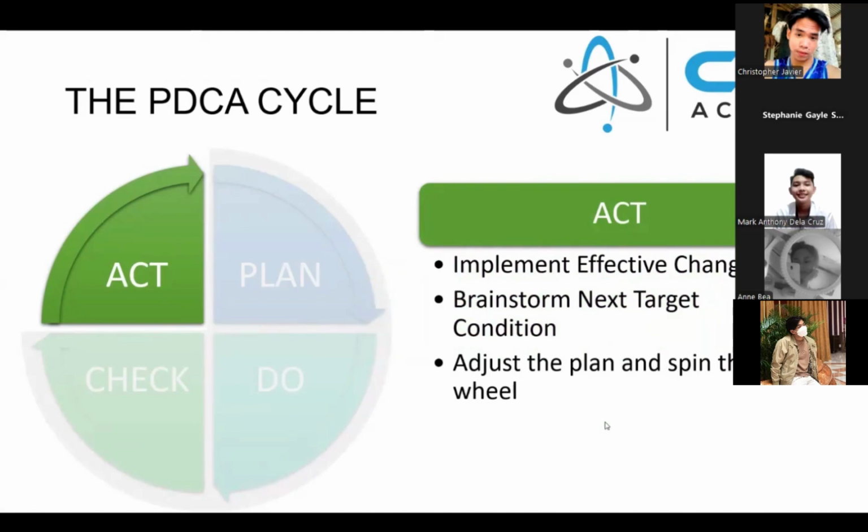So let's say we're talking about process capability. You might improve process capability a little bit, but it could always get better. So it's time to maybe talk about what that next target condition might be.